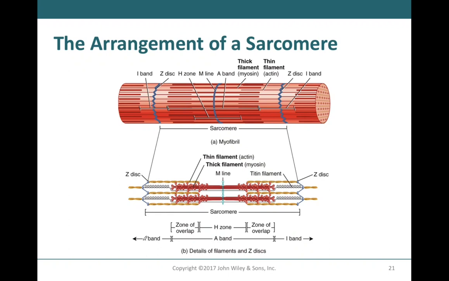The I band is not going to contain any part of the thick filament at all. It will contain the thin filament, the titin proteins, and the Z disc.